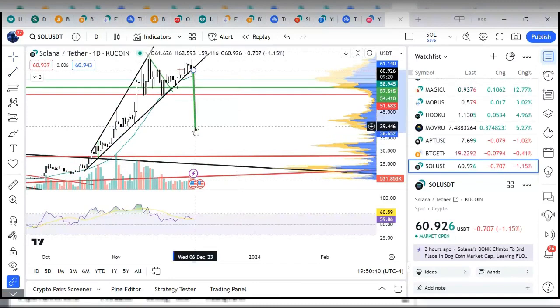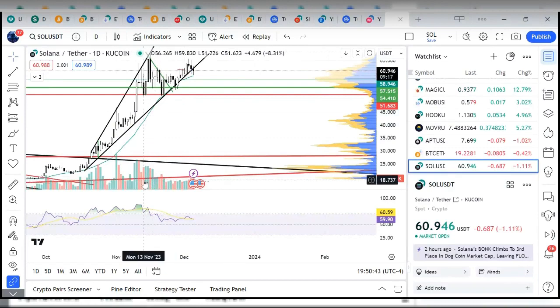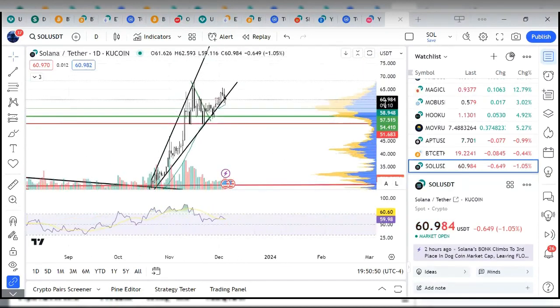So if you see Sol fall to 37 in the next few weeks or next few months, don't call me names. I'm just showing you the technical analysis from the charts, but the charts are the same, right?